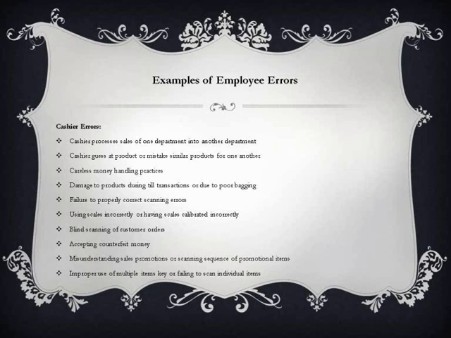Cashier errors. Cashier processes sales of one department into another department. Cashier guesses at product or mistakes similar products for one another. Careless money handling practices. Damage to products during till transactions or due to poor bagging. Failure to properly correct scanning errors. Using scales incorrectly or having scales calibrated incorrectly.